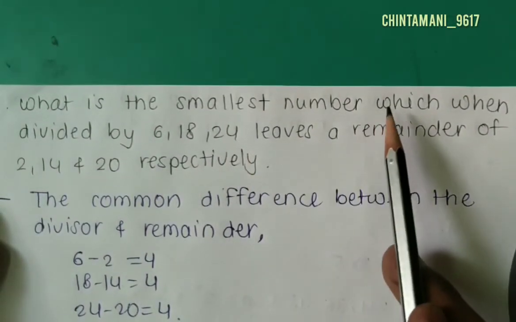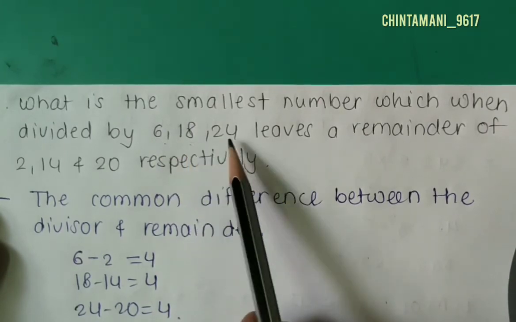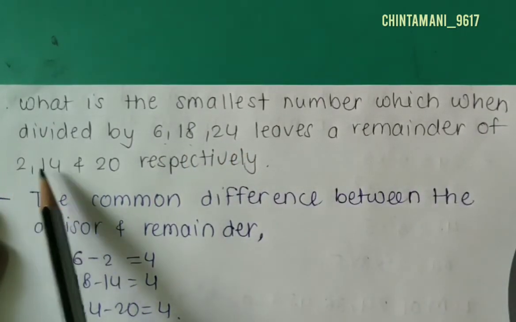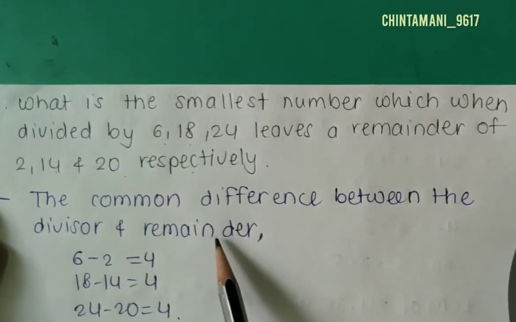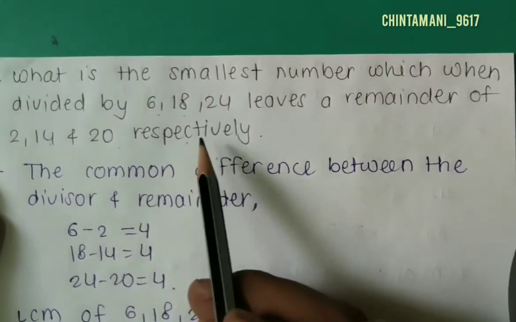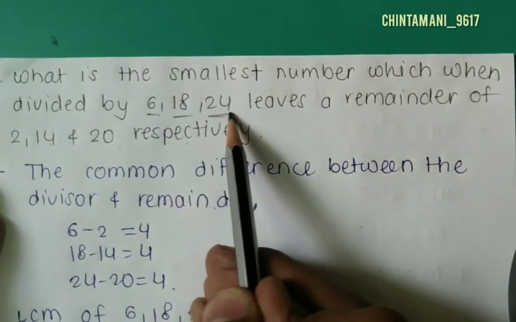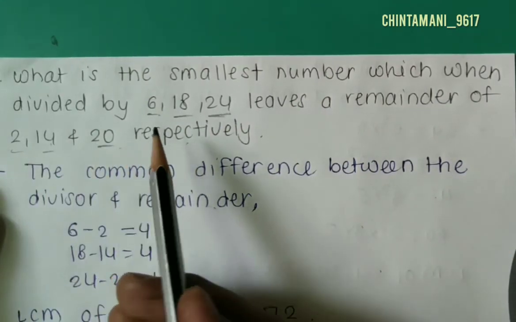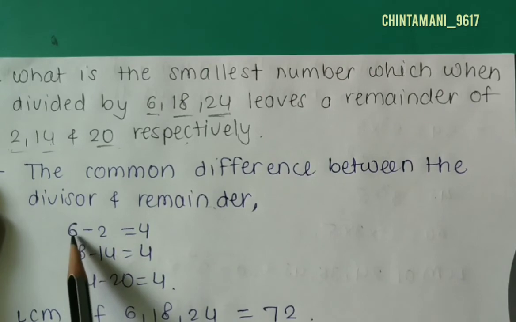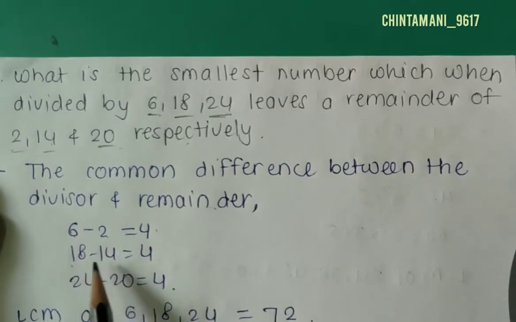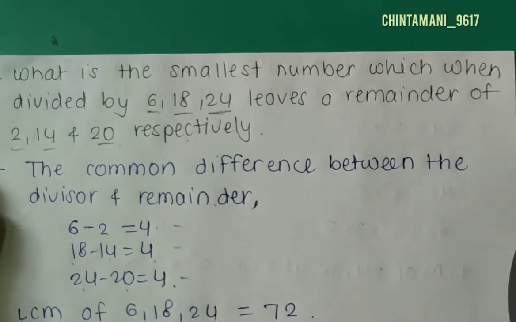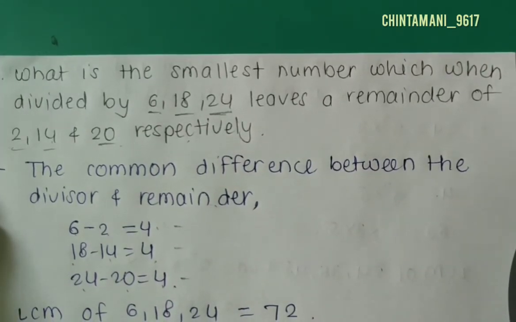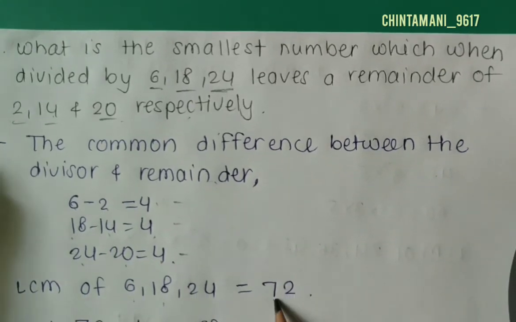Moving forward, our last question: what is the smallest number which when divided by 6, 18 and 24 leaves remainders of 2, 14 and 20 respectively? Look for the common difference between the divisor and the remainder. The divisors are 6, 18 and 24 and the remainders are 2, 14 and 20. The differences are 6 minus 2 is 4, 18 minus 14 is 4, 24 minus 20 is 4. So we can see that there is a common difference, that is 4. The LCM of the divisors 6, 18 and 24 is 72.